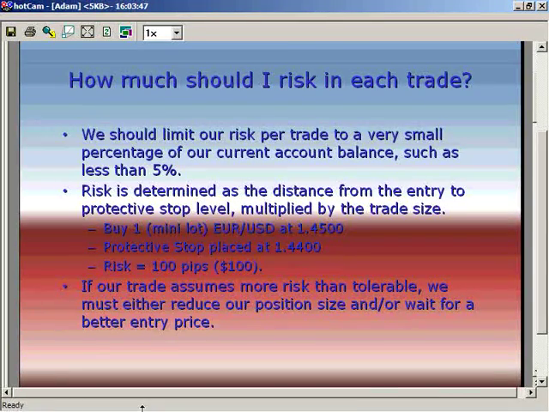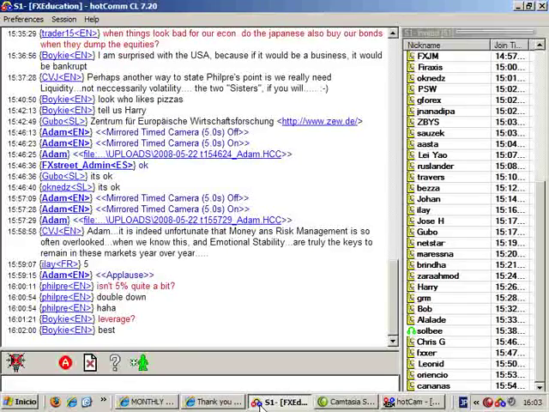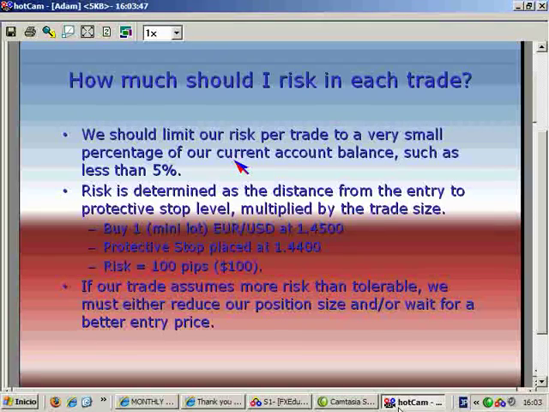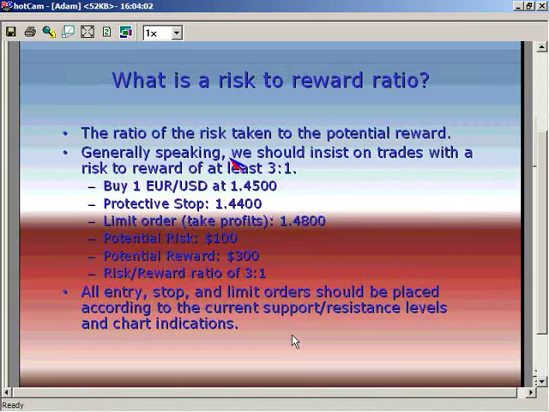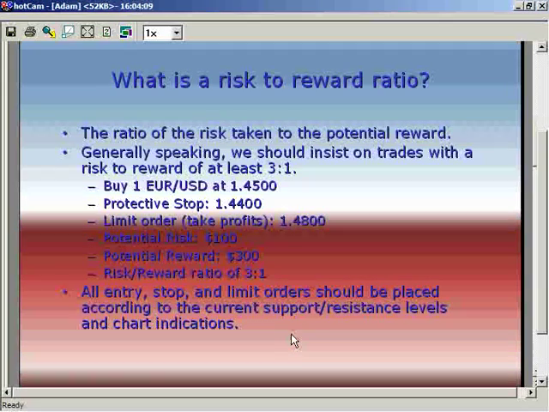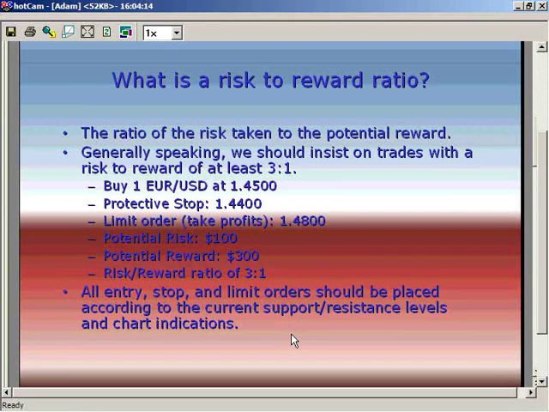What is a risk-to-reward ratio? We mentioned this before. A risk-reward ratio is the risk taken relative to the potential reward. Now, generally speaking, I would say this: I do not like to take trades with less than a 3 to 1 risk-reward ratio. Some traders say 1 to 3, 3 to 1. It's semantics. But I'll explain how it works.